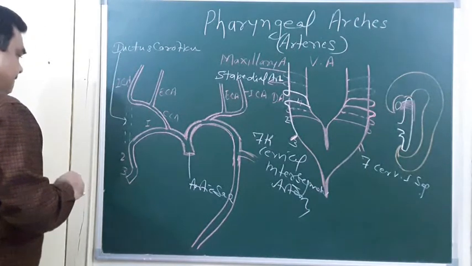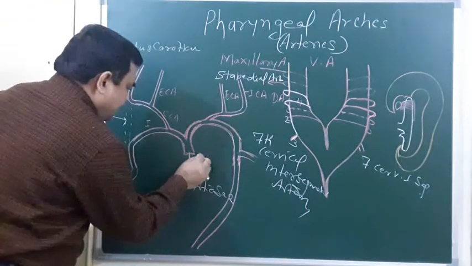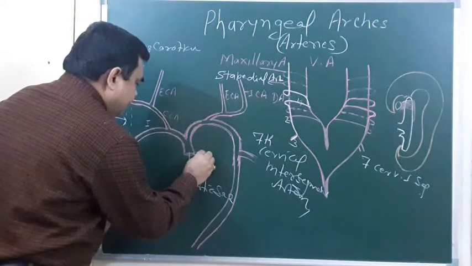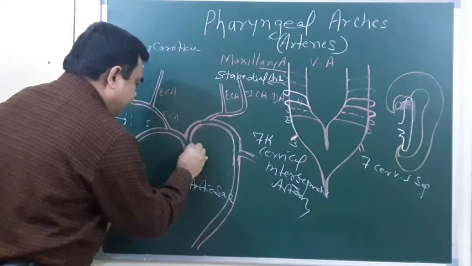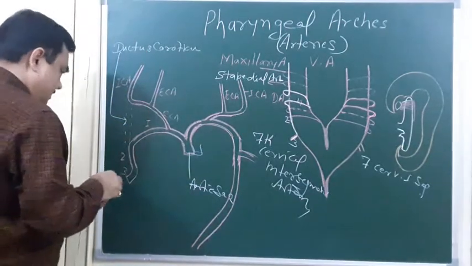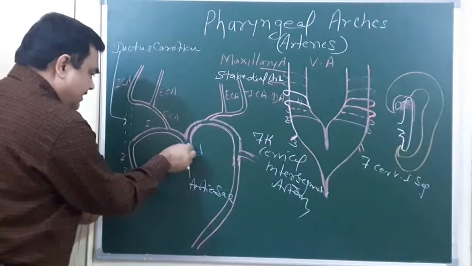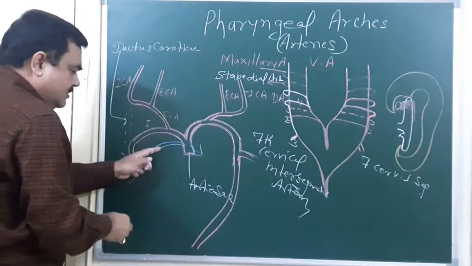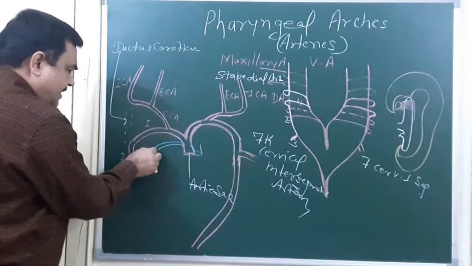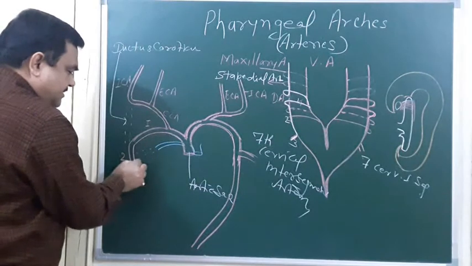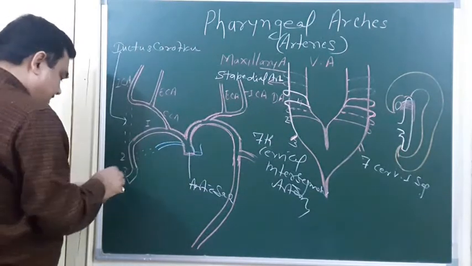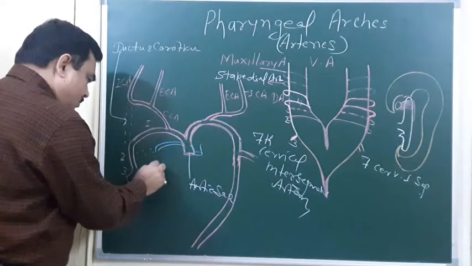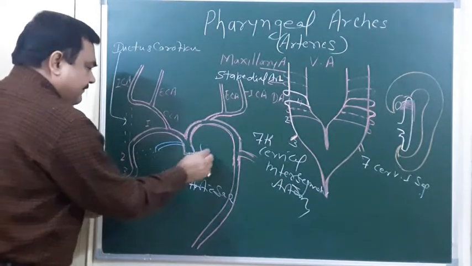Now here is the pulmonary trunk. This is the sixth arch artery. This is the proximal part of the sixth arch artery. Here is the distal part. So this distal part degenerated, and the proximal part here is turned towards the developing lung.